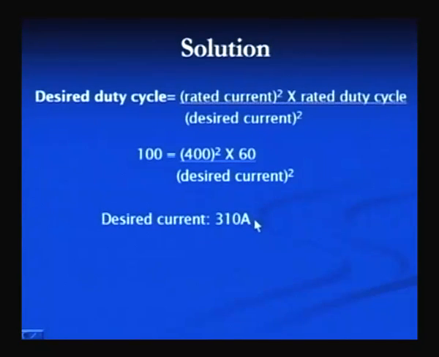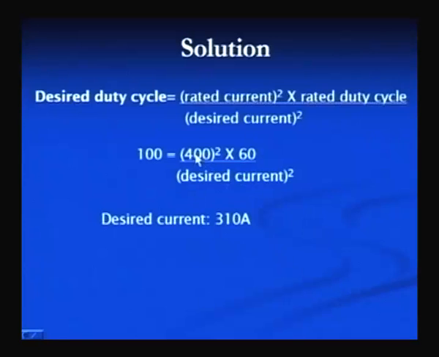So, it is also clear that if we need current at a higher duty cycle, the current value will be reduced. Looking at it the other way, if at 100% duty cycle we can draw 300 ampere current, then at a lower duty cycle of 60% we will be able to draw a higher level of current.